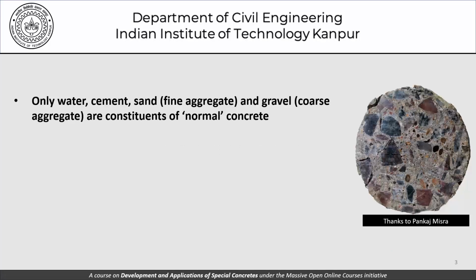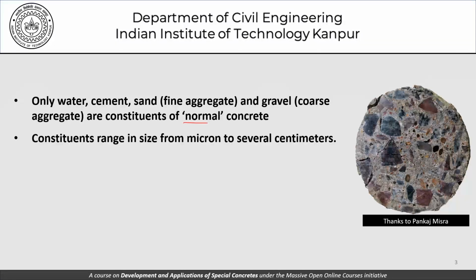Let's begin by trying to review what we had done last time. We had looked at this slide, this picture, which is a slice of concrete from the inside of a concrete core. And we had said that, as far as normal concrete is concerned, we'll take the constituents to be water, cement, sand, and coarse aggregate only. No admixtures, no special ingredients. And we said that the constituents of this concrete range from microns to several centimeters, and that is a very interesting aspect of it, and that's a very challenging part of it.